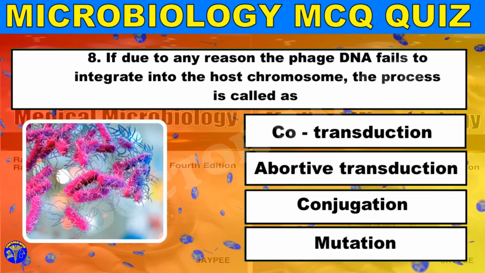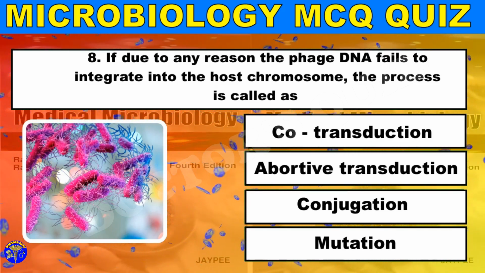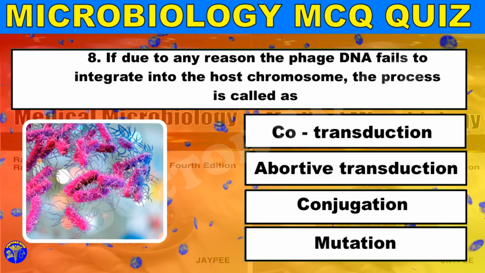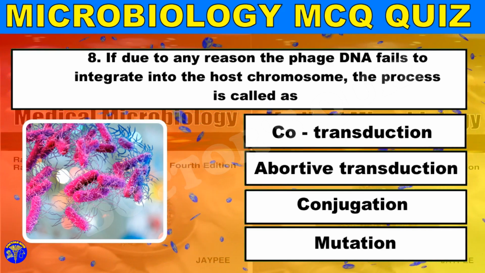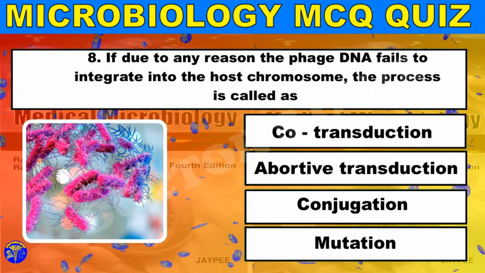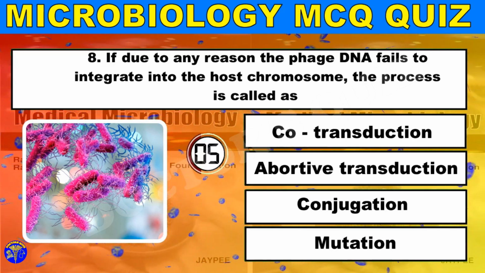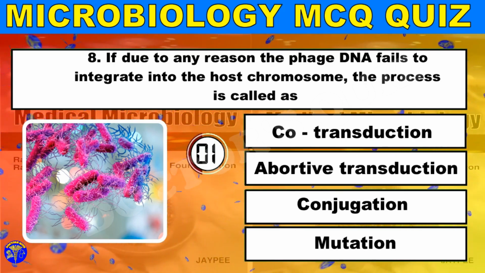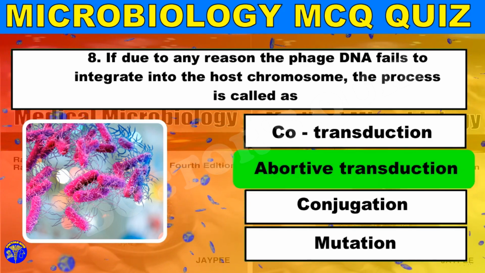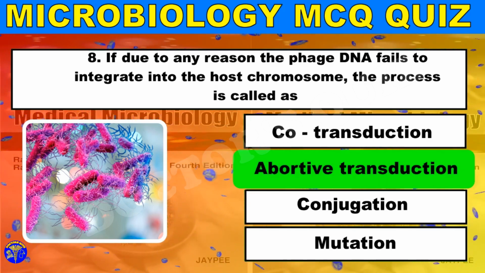The next question is, if due to any reason the phage DNA fails to integrate into the host chromosome, the process is called as? The options are co-transduction, abortive transduction, conjugation, and mutation. And the right answer is abortive transduction.